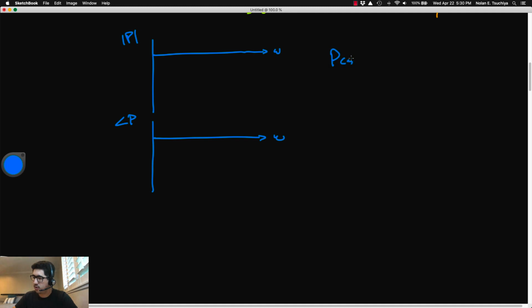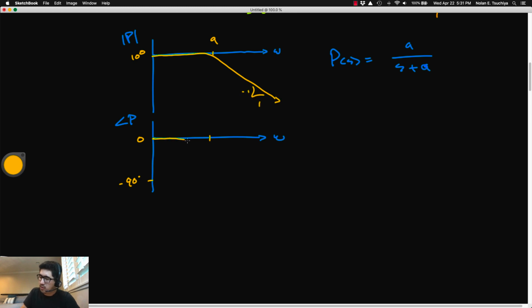Okay, so if we look at a transfer function of the form a over s plus a, by now we should be pretty comfortable with this idea of the Bode plot for this transfer function. And we should be fairly familiar with what it's supposed to look like. Okay, so we know by this point this is one of those 7 fundamental transfer functions, and the Bode magnitude plot will look something like this. And the Bode phase plot will look something like this.